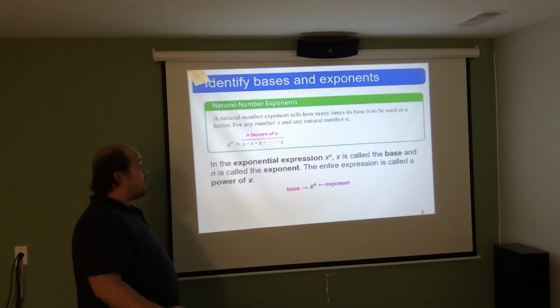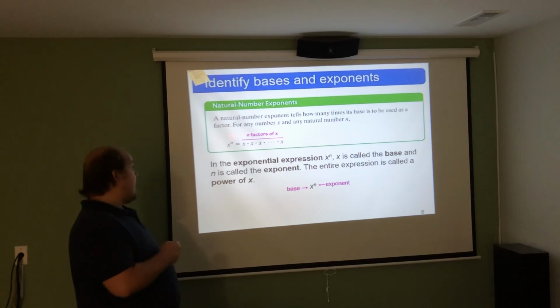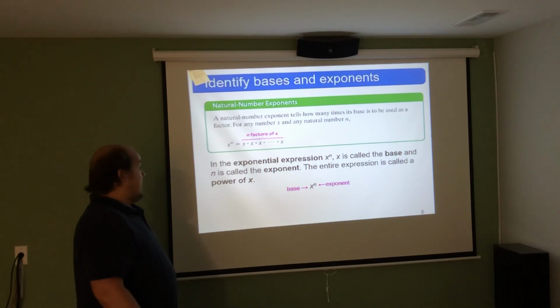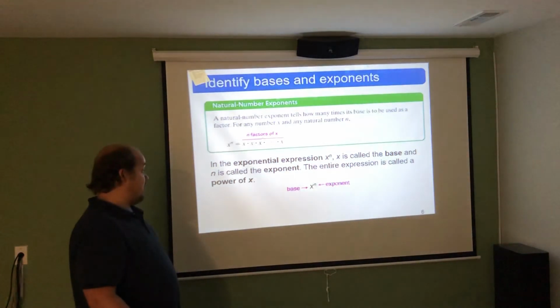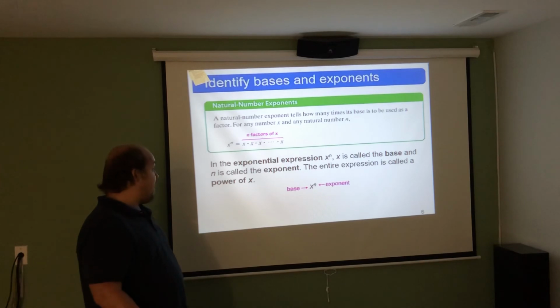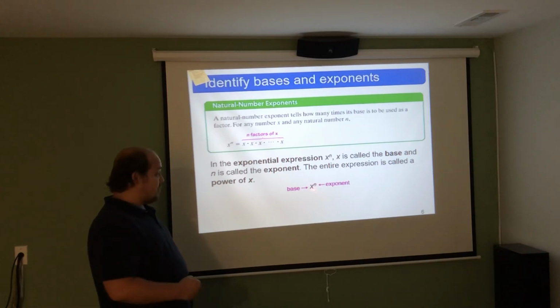So a natural number exponent tells us how many times its base is to be used as a factor. For any number x and any natural number n, x to the power of n is x times itself n times. In the exponential expression, x to the power of n, x is called the base, n is called the exponent. The entire expression is called the power of x. So really the nth power of x is what's being shown here.